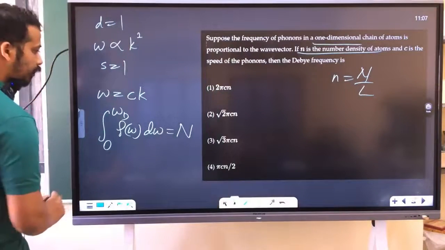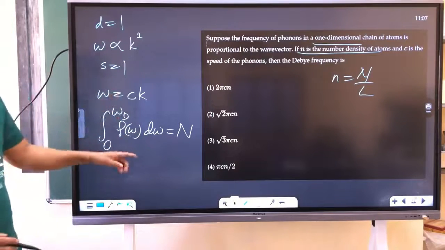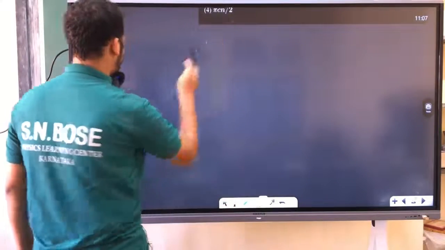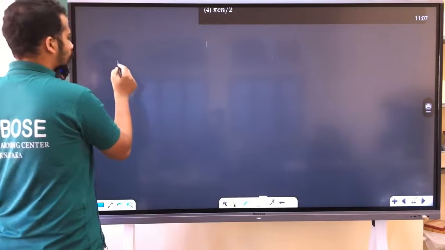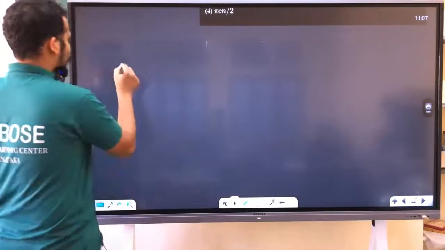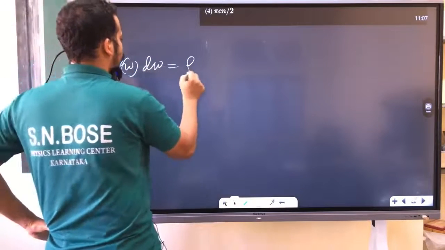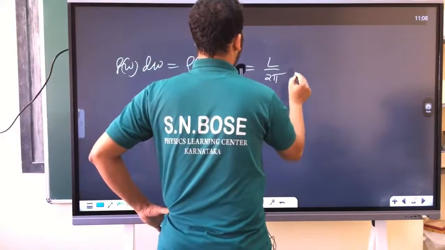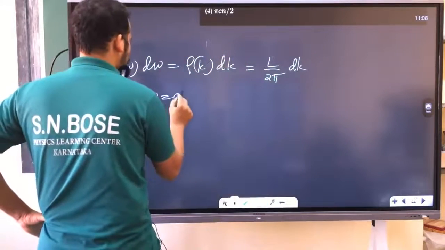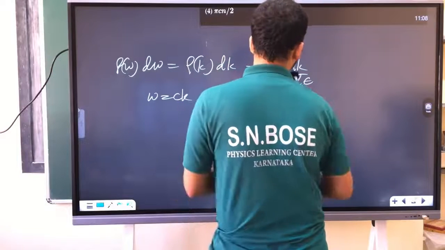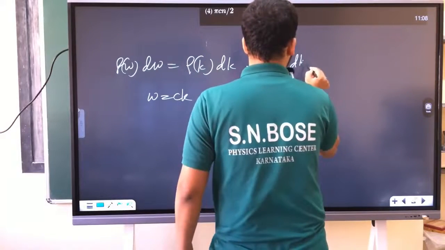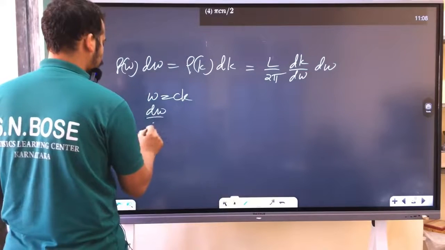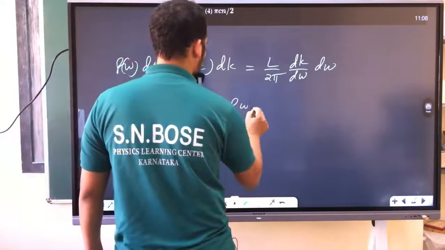Now look at here. You need to do this one completely. This is the density of states, rho of omega. How do you start? Rho of omega d omega is equal to rho of k dk. In case of one dimension, this is equal to L by 2 pi into dk. Am I right? Omega is equal to c into k. That's why dk by d omega into d omega. Is that okay? So what is d omega by dk? C.